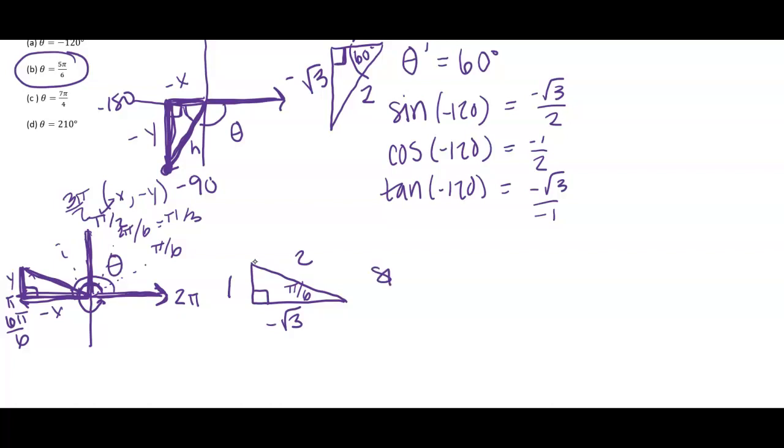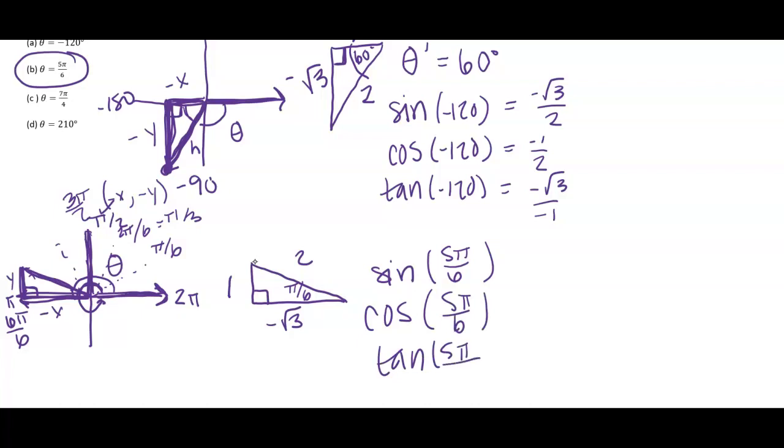I can then find the sine, the cosine, and the tangent of 5 pi over 6 using my reference triangle right here. So sine is positive 1/2, cosine is negative root 3 over 2, and tangent is 1 over negative root 3, and I'm not going to worry about rationalizing the denominator here.